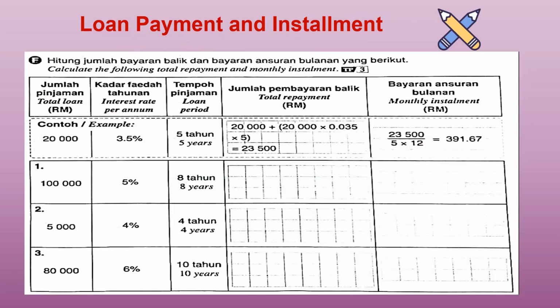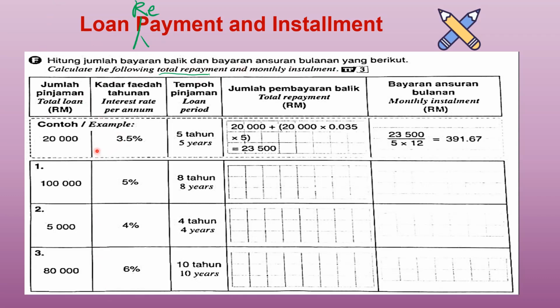Okay, so here is a loan repayment. Sorry, it's a repayment and installment. Total repayment means bayaran balik. So loan repayment and installment. Look at the example here. The question is calculate the following total repayment and monthly installments.